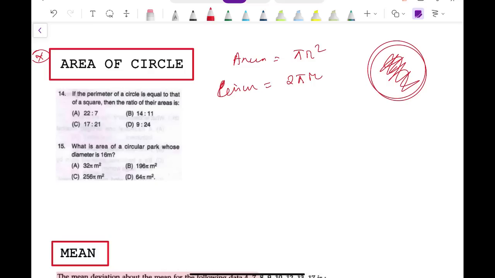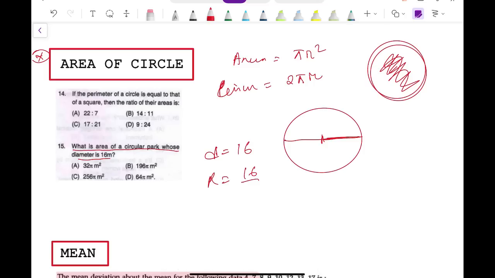So when we talk about circles, let's try this question. The area of a circular park whose diameter is this one. Diameter means if you have a circle, this one, the full length, but radius means half of that. So diameter is given as 16, so radius will be half of this, 16 divided by 2, which is 8. This is radius.